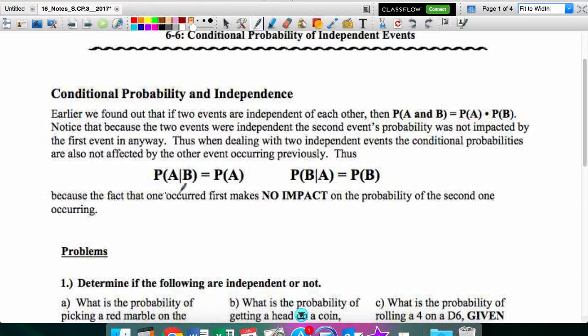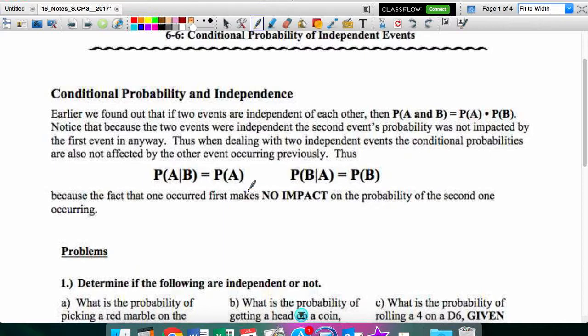The probability of A given B will be equal to the probability of A. The same way, the probability of B given A will be equal to the probability of B. This makes sense if you think about what an independent set of events is. An independent set of events are two events where one does not impact the probability of the second occurring.